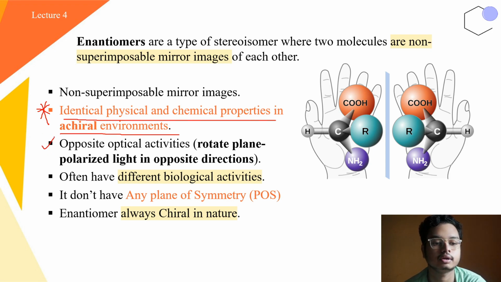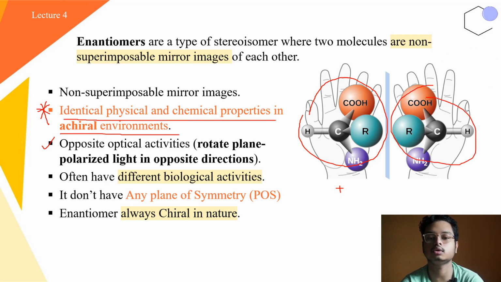Also, they show opposite optical activities. If this compound shows a positive or clockwise deflection of plane polarized light, then its enantiomer must show a negative or anti-clockwise deflection of plane polarized light.